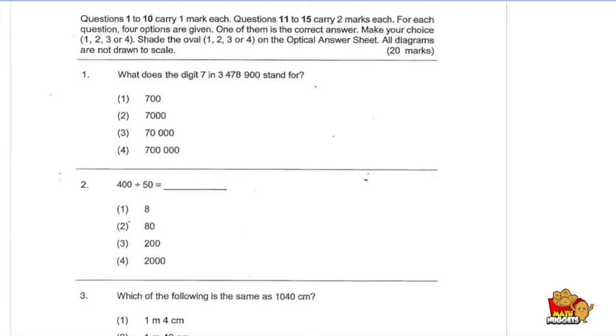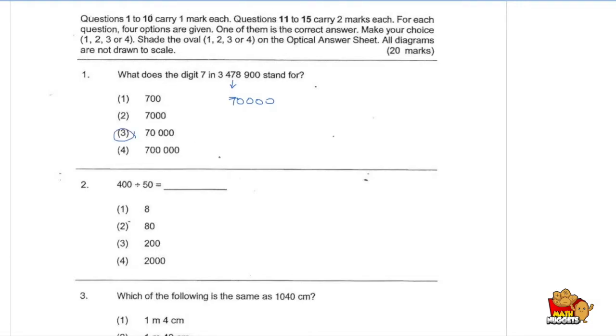This is the ones place, this is the tens place, this is the hundreds place, this is the thousands place. 8 is in the thousands place, so 7 will be in the ten-thousands place. 7 stands for 70,000.